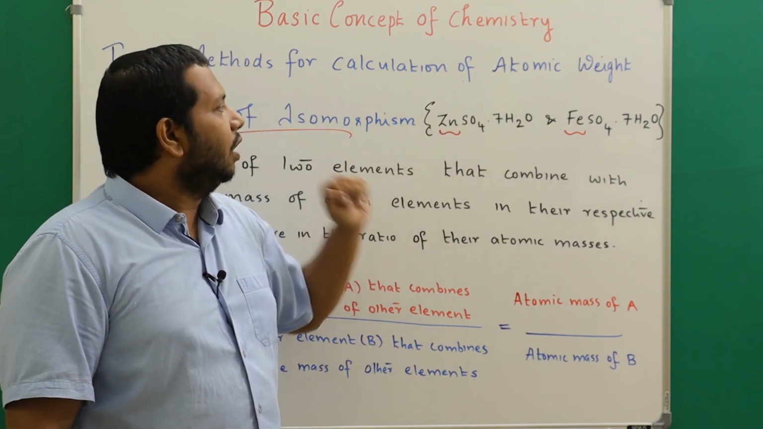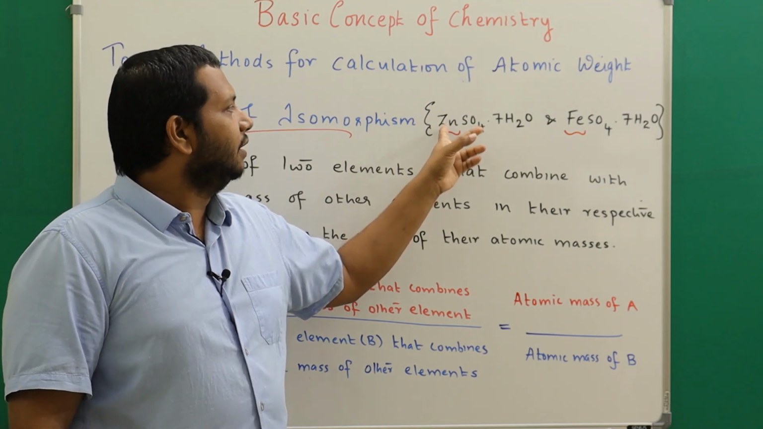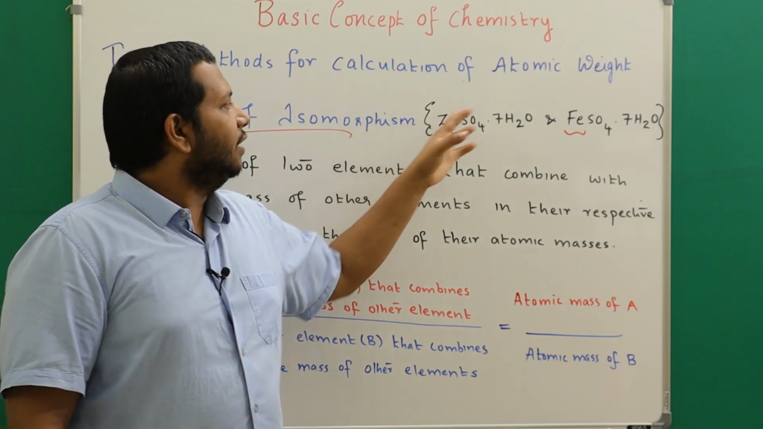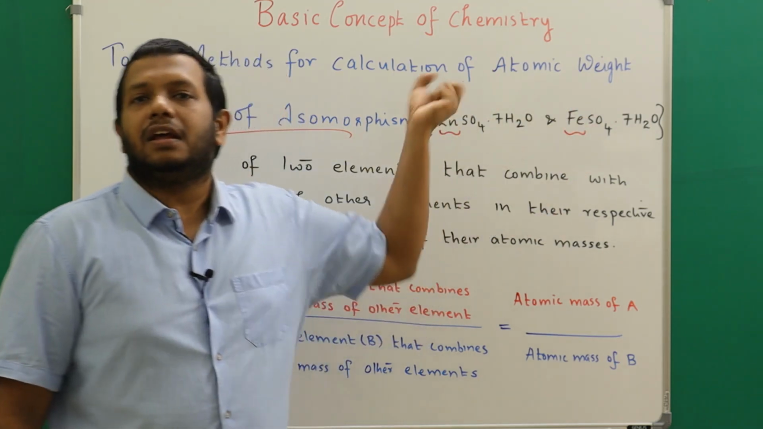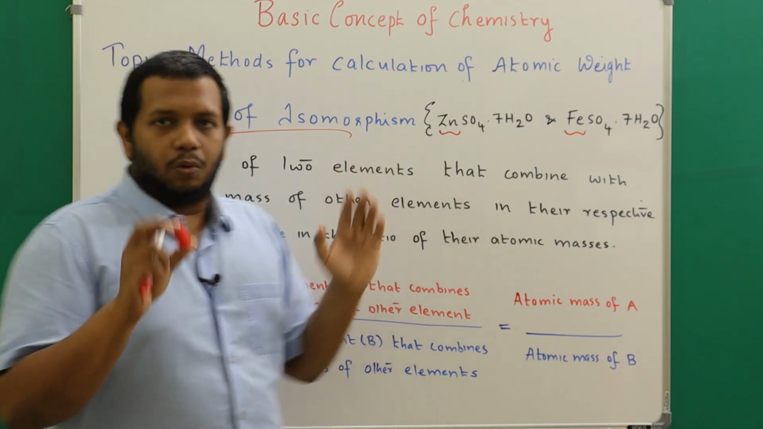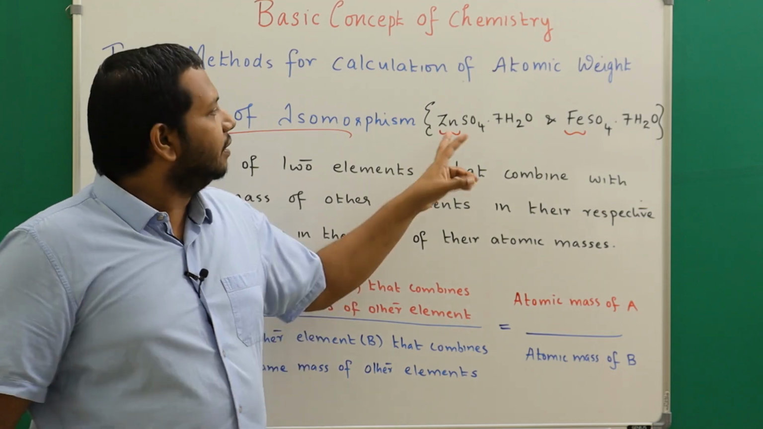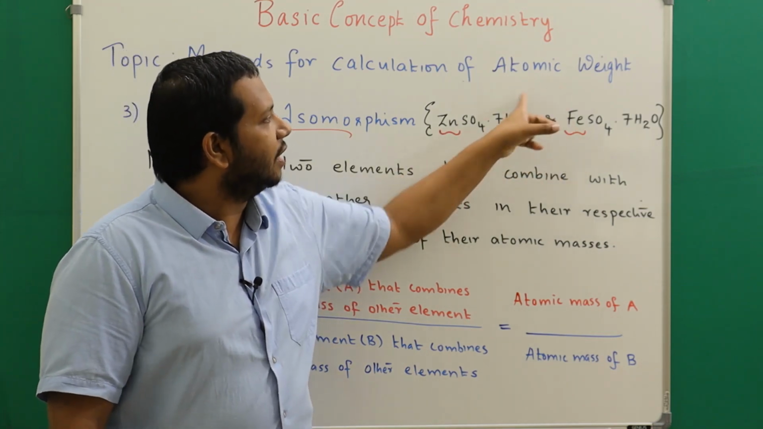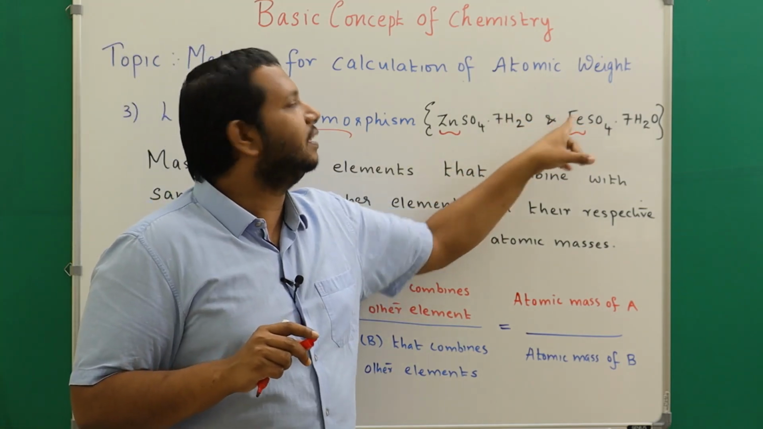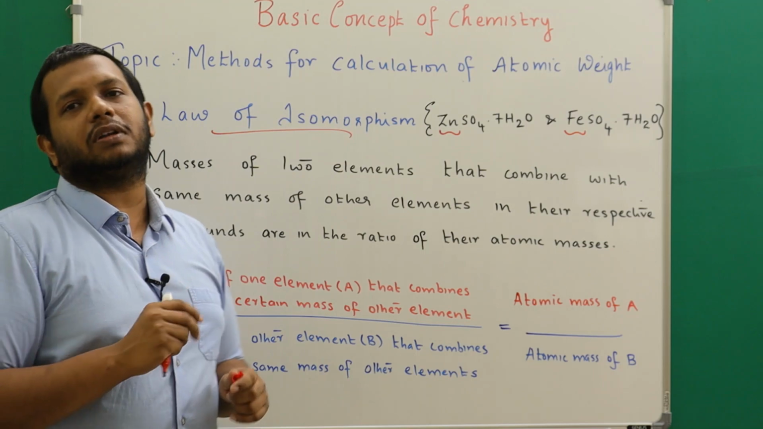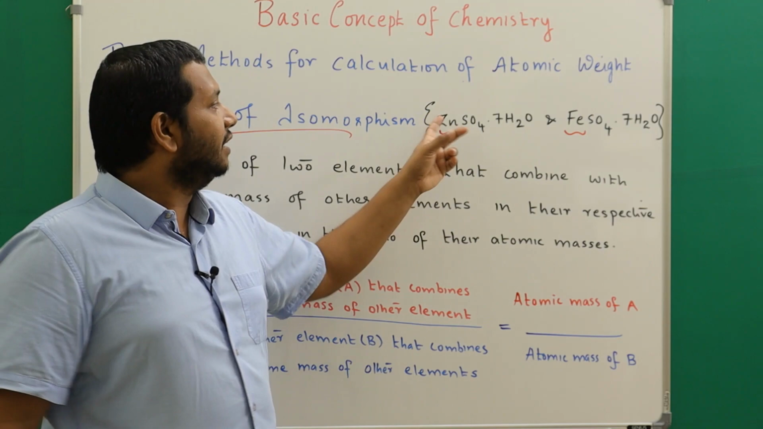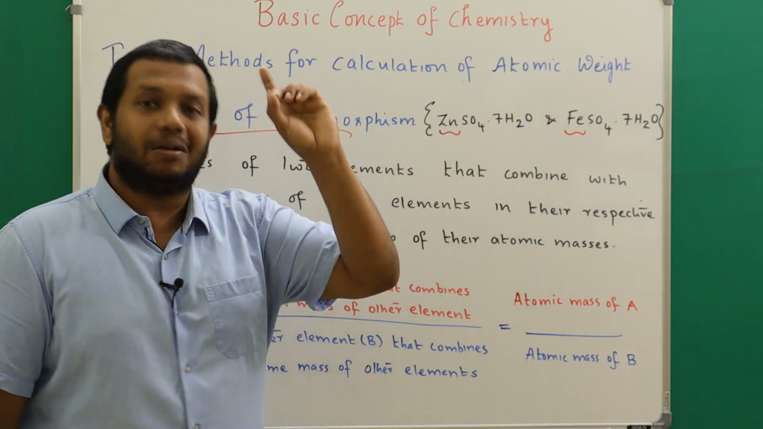If I replace zinc here with iron, it still can grow, and if I replace iron with zinc, it still can grow. They will have the same shape and size and they will grow in each other. So the conclusion is, if you want to replace iron with zinc, it is mandatory that zinc should have the same valency as iron. That is the most important thing in the law of isomorphism. Whenever two substances are isomorphic, the metal element present in them should have the same valency.